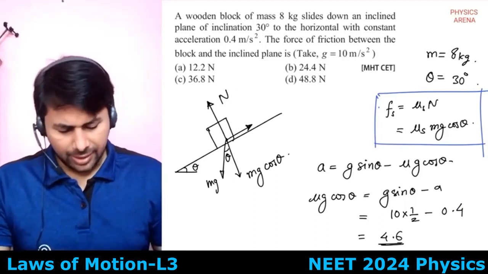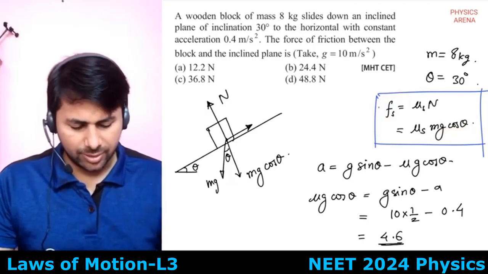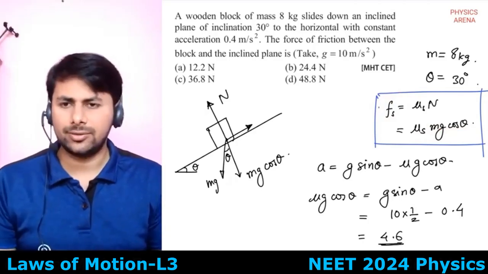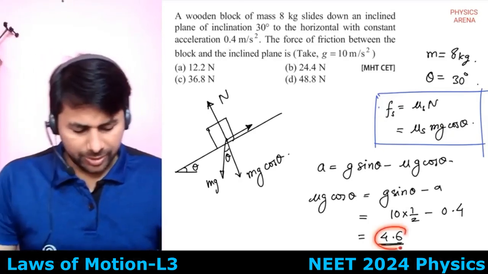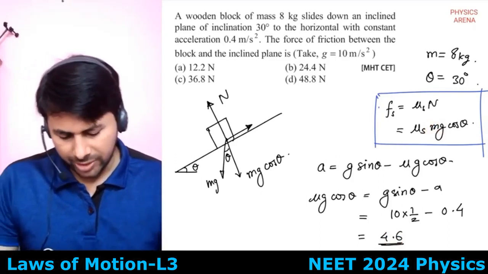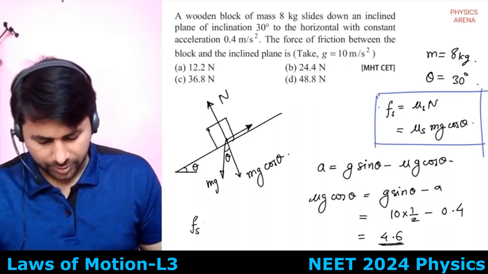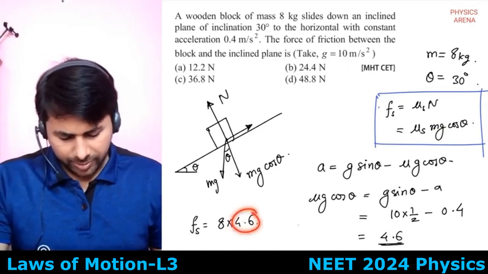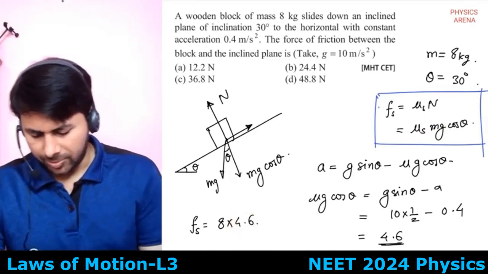And Fs is equal to mu into mg cos theta, or you can say m multiplied by mu into g cos theta. So we found this, it's 4.6. 4.6 multiplied by m. How much is m? So Fs is equal to 8 multiplied by 4.6. So it will be less than 40. So option C.